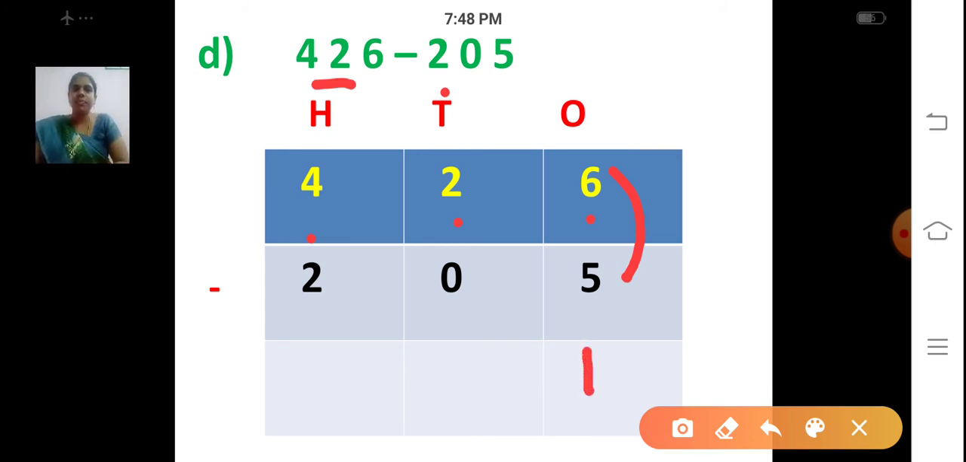Write down 1. Let's move on to the next place. Tens place: 2 tens minus 0 tens. 2 minus 0, the answer is 2, right? 2 minus 0 is 2. Let's subtract the hundreds place. 400 minus 200. 4 minus 2 is 2.